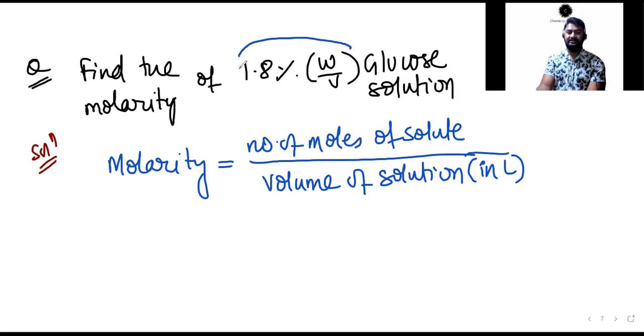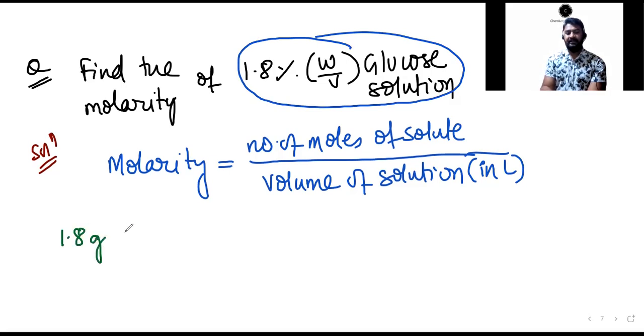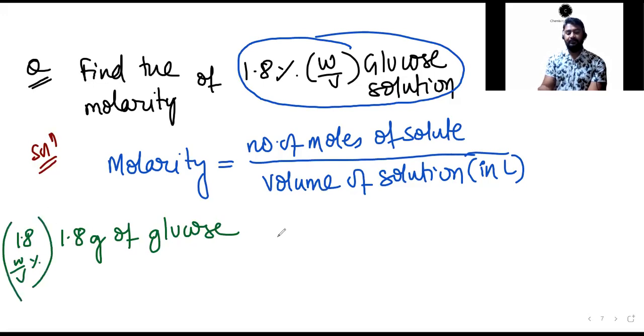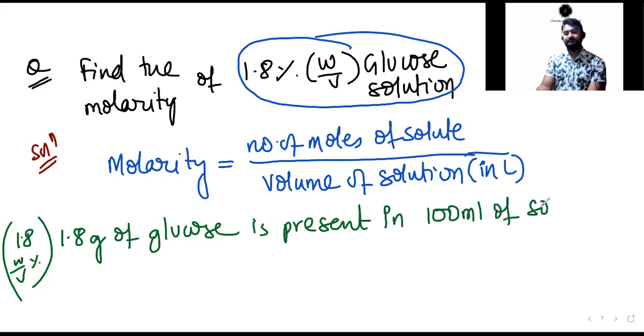Excellent. So from this, let's try to decode a few of the things. What's the first thing that we can decode here? 1.8 grams of glucose. Yeah, that's what we mean by 1.8% W by V, right? I have told you sometime back. It means that 1.8 grams of glucose is present in 100 milliliters of solution, right?